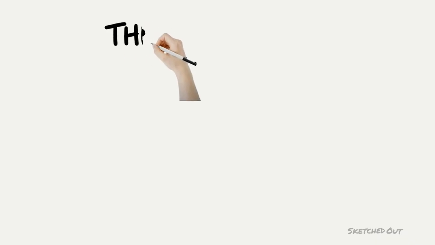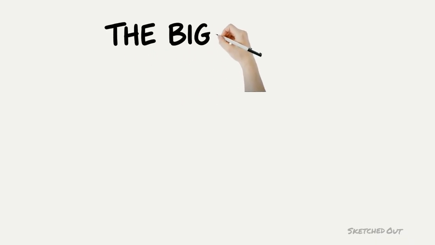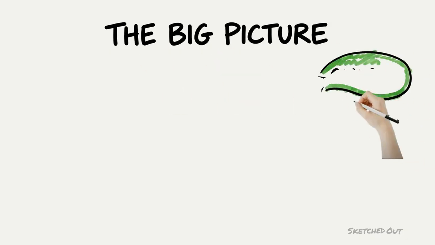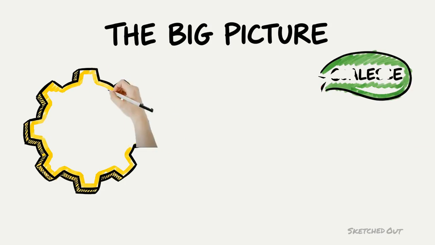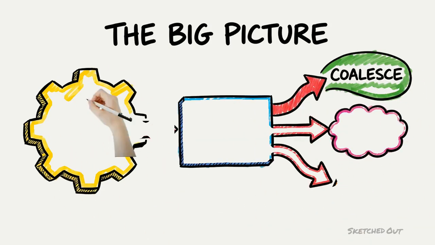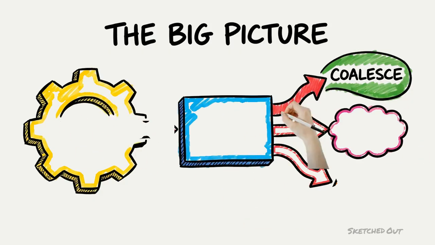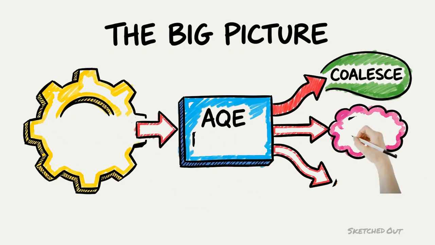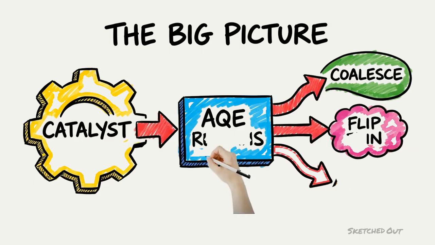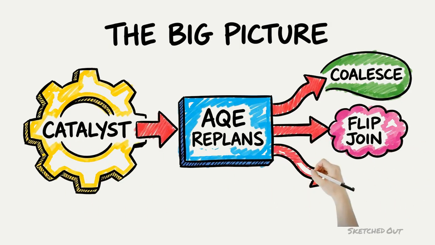So here's the big picture. Catalyst plans from statistics that may be stale. AQE waits for the real statistics that appear at the end of every shuffle and uses them to replan the rest of the job. It can coalesce small partitions after a filter, flip a join strategy when the real size turns out smaller than expected, and split a skewed partition. But the plan you read in the explain output is still the initial plan. AQE changes what runs, not what was predicted.